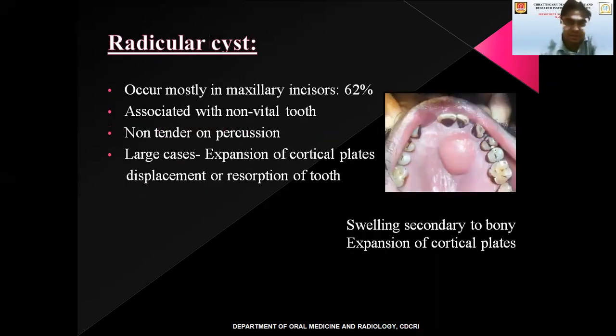Then is periapical cyst. It occurs mostly in maxillary incisors because the maxillary incisors are the most common tooth to undergo trauma, and it is related with the non-vital tooth with non-tender percussion. In large cases, there can be expansion of the cortical plate, as you can see in this picture, which can also lead to displacement or resorption of the tooth. In this picture, you can see swellings secondary to the bony expansion of the cortical plates.